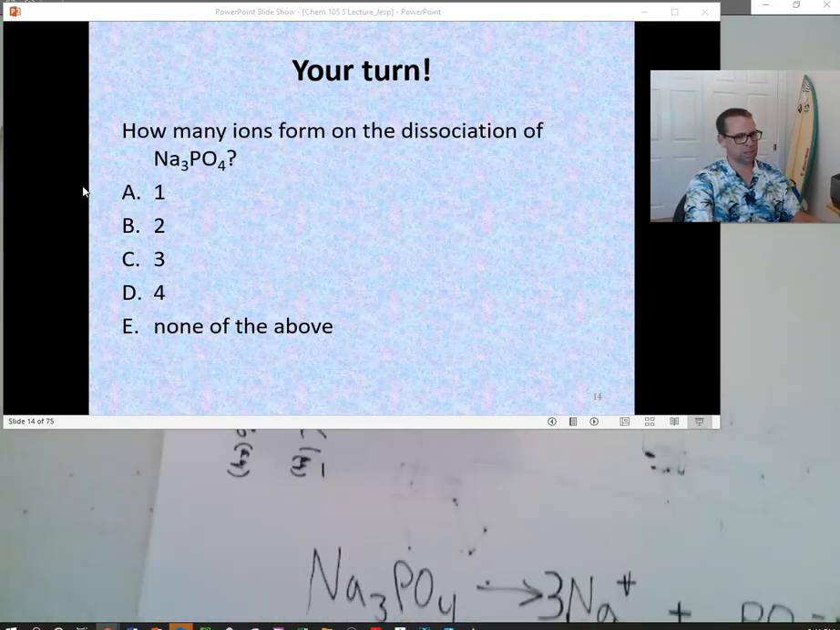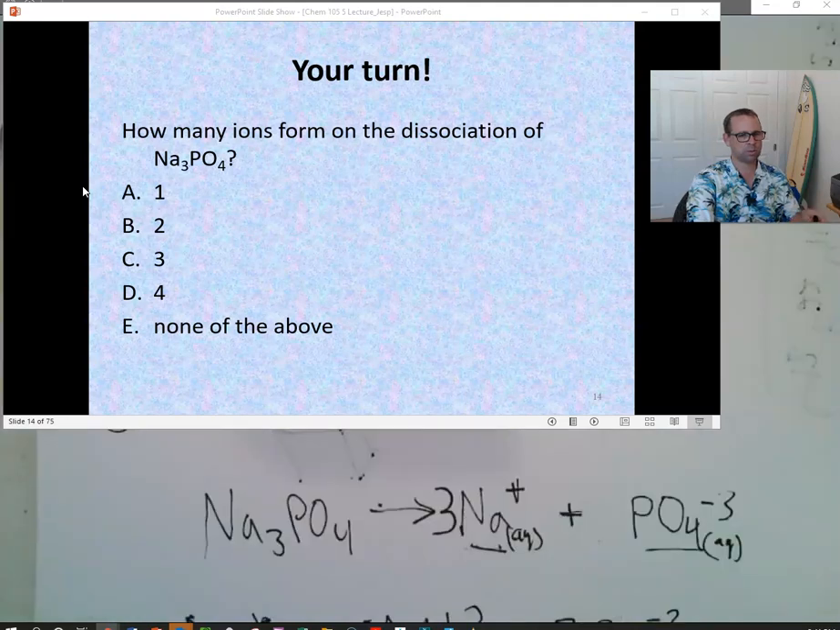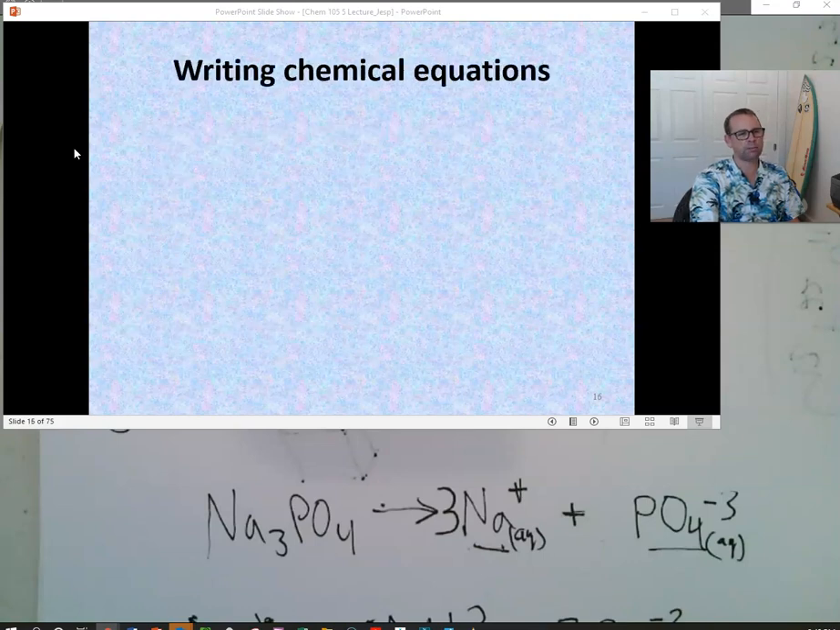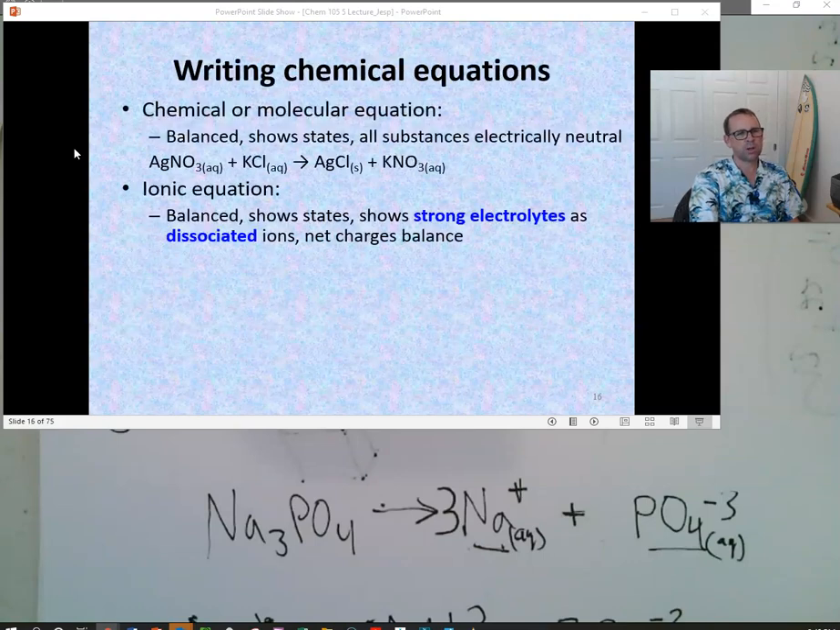Let's look here. We did this one already. 4 ions. Very good. 3 sodium ions and 1 phosphate ion. 4. How about this one? How many ions do I get when we dissociate aluminum sulfate? 5. Very good. Excellent job. So, 5.